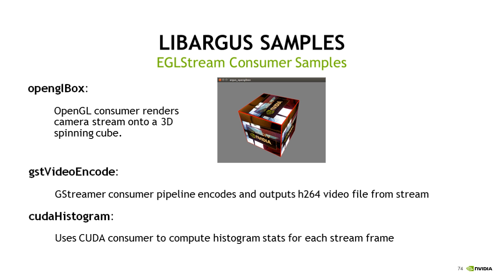The next few samples each provide usage examples of the different EGLStream-consuming APIs that I had briefly mentioned earlier. The OpenGL box sample uses the OpenGL consumer to render a camera stream onto a 3D spinning cube. The GST video encode sample configures a GStreamer consumer pipeline to encode an H.264 video file from a stream. And the CUDA histogram sample uses CUDA to calculate histogram statistics for each frame.